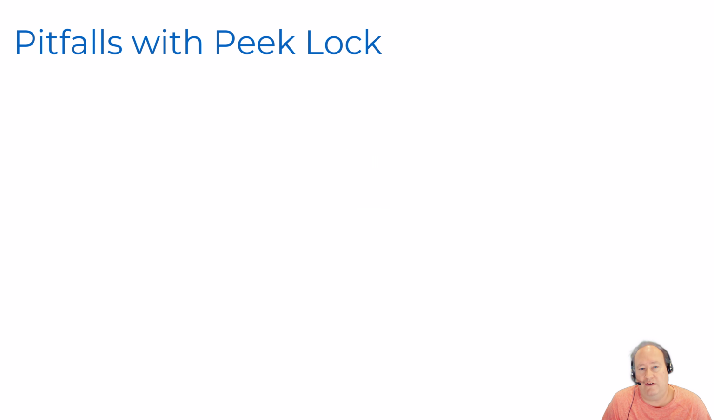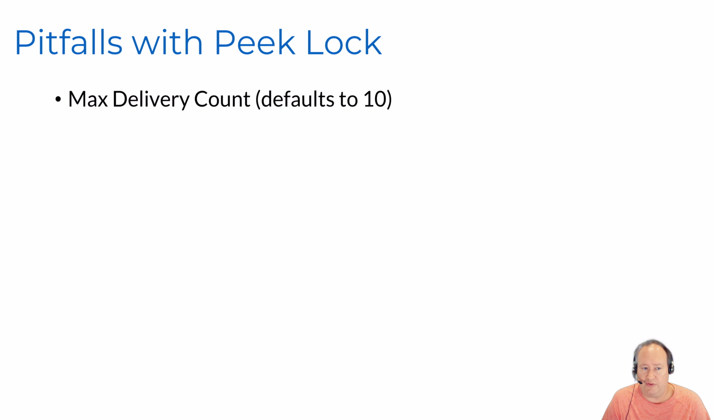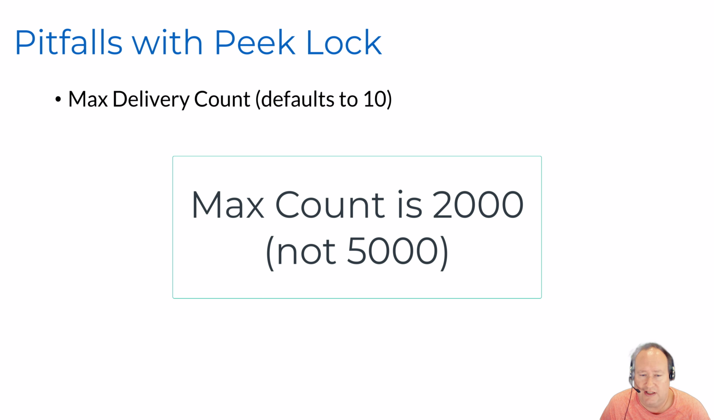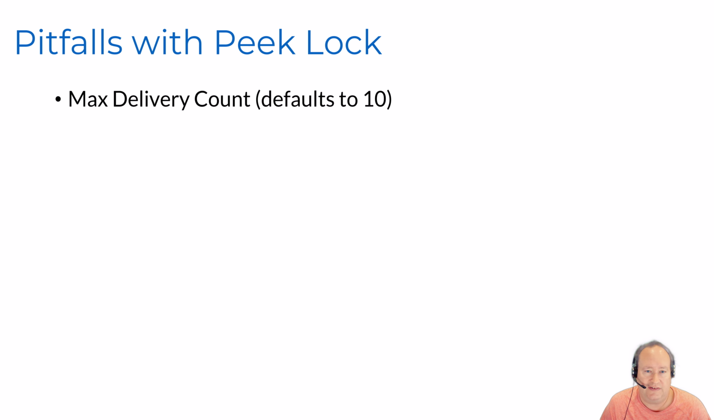Now there are a few pitfalls that you want to keep in mind when using peek lock. First off, there is a max delivery count. I believe the high limit is 5,000. It defaults to 10. This is the number of times someone can take a lock on the message and try to process it. After the max delivery count, the message is moved to your dead letter queue.